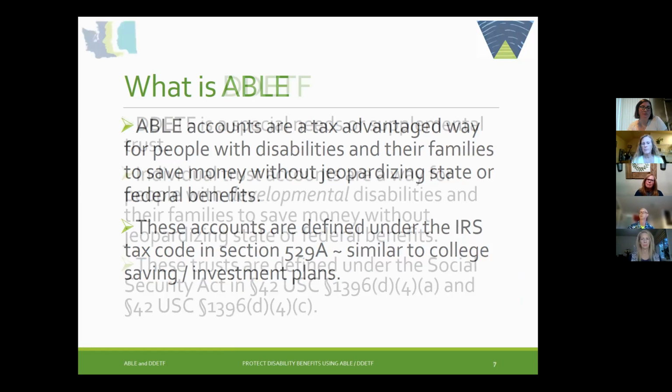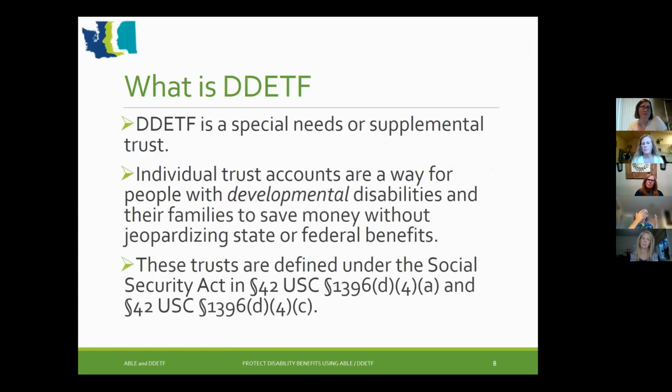The DD Endowment is actually statutorily in the Social Security Act, and these have been around for about 30, 40-ish years now. And these in particular are a way to build a trust vehicle, so protect the money with the walls of the trust. And particular to our program, it's only for people with developmental disabilities. And so the Developmental Disabilities Endowment Trust Fund is a special needs trust for people with developmental disabilities.